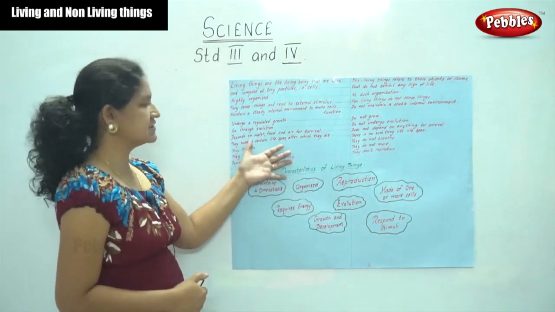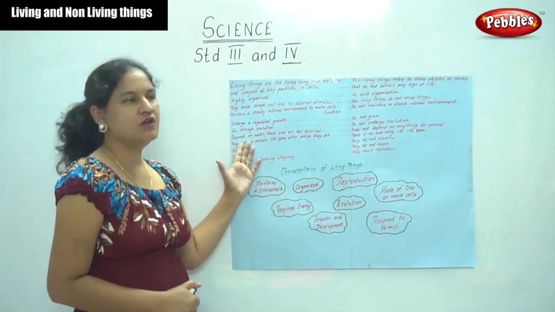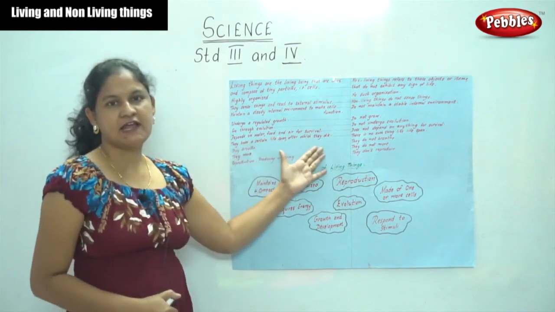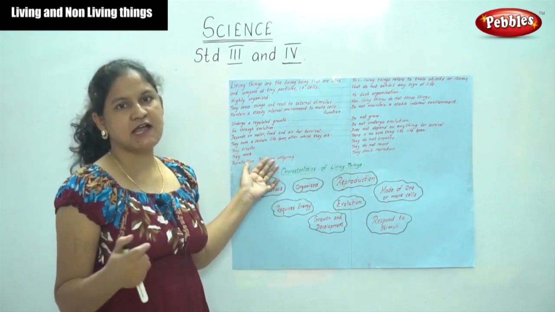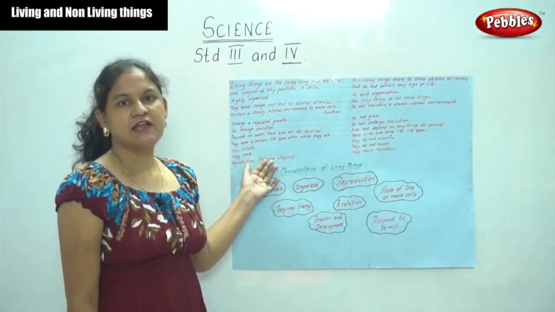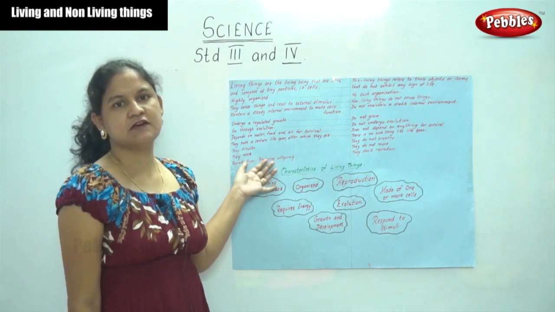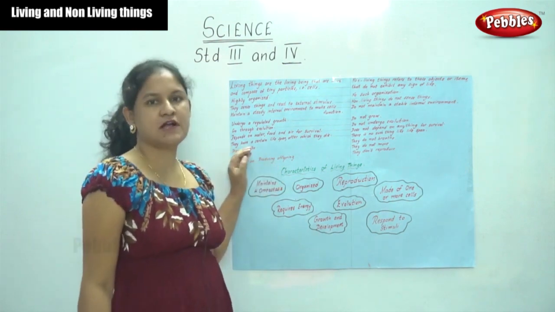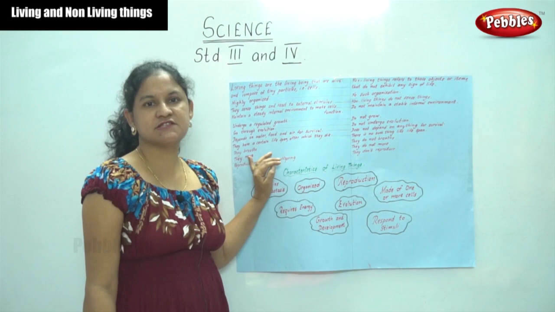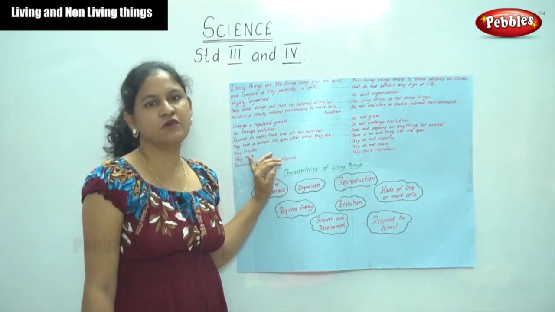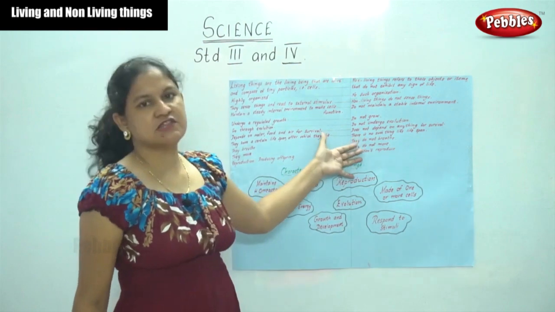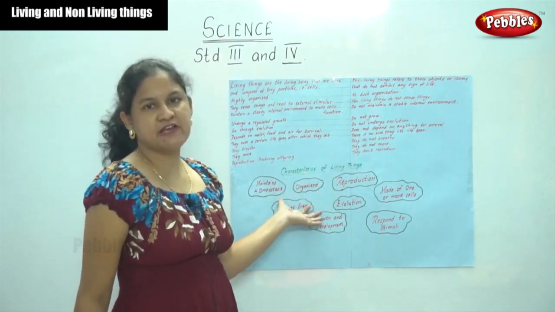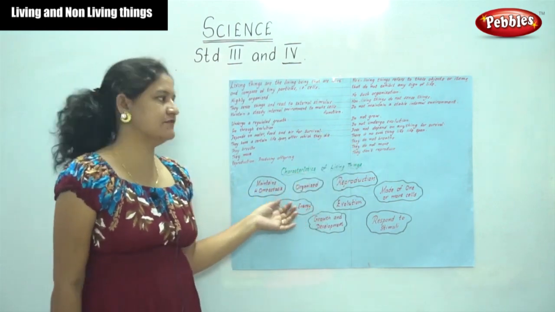The next point is living things depend on water, food and air for survival. If you lock a person in a closed room or a cupboard, the person does not survive because there is no air to breathe. Non-living things, on the other hand, do not depend on anything for survival.